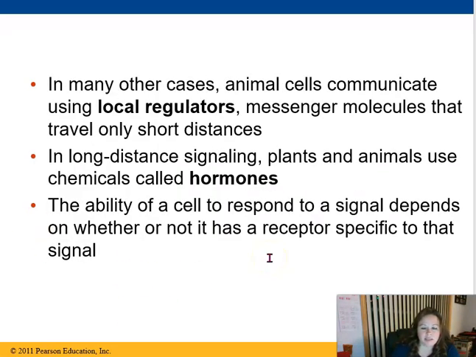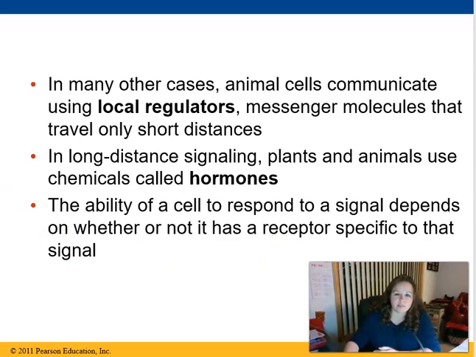In many cases, the animal cells use what are called local regulators. Those are messenger molecules that just travel short distances. But in a lot of other cases, some of the signals have to get further, so hormones are used. The ability of a cell to respond to a signal actually depends on whether or not the cell has a receptor that's specific to that signal.